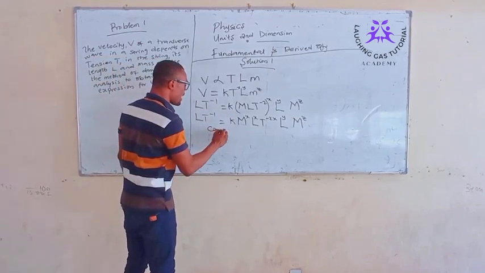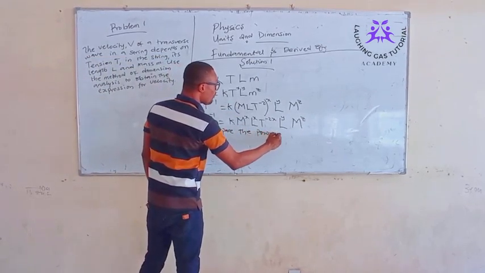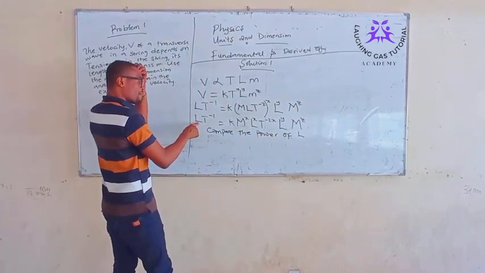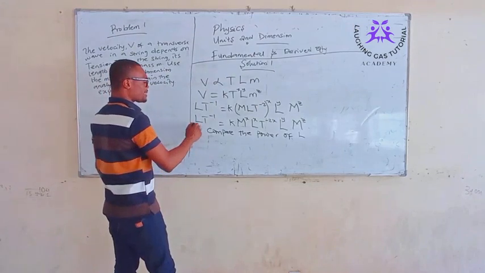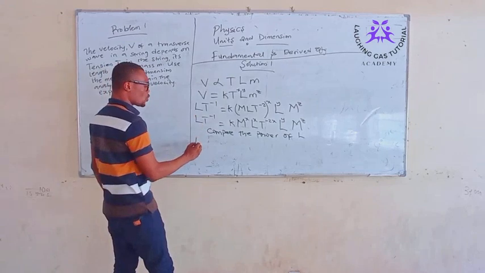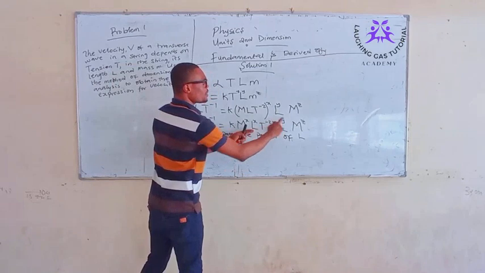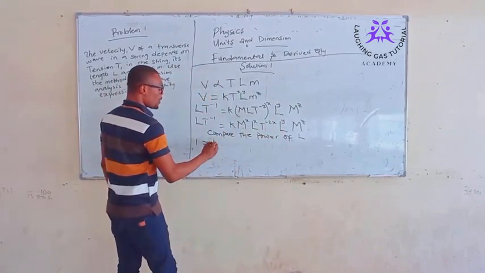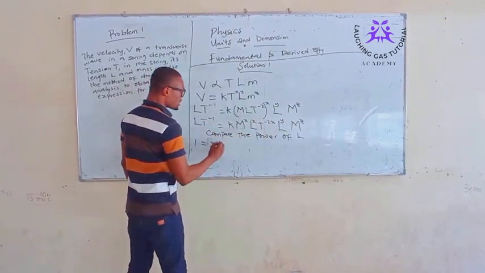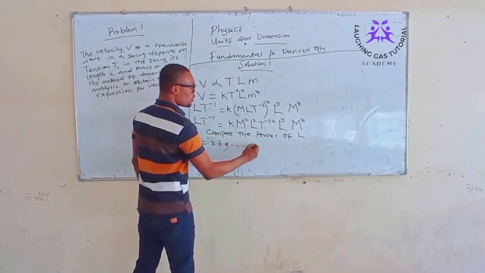So I'm going to compare the power of L, because L is the first alphabet we have here. By the time we compare the power of L, the power of L on the left is 1, equal to the powers of L on the right. We have L raised to the power of X, plus L raised to the power of Y. So this becomes my equation 1.